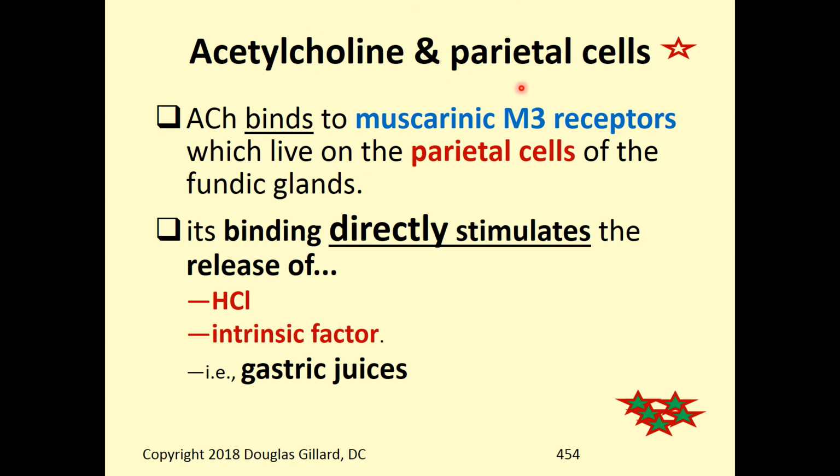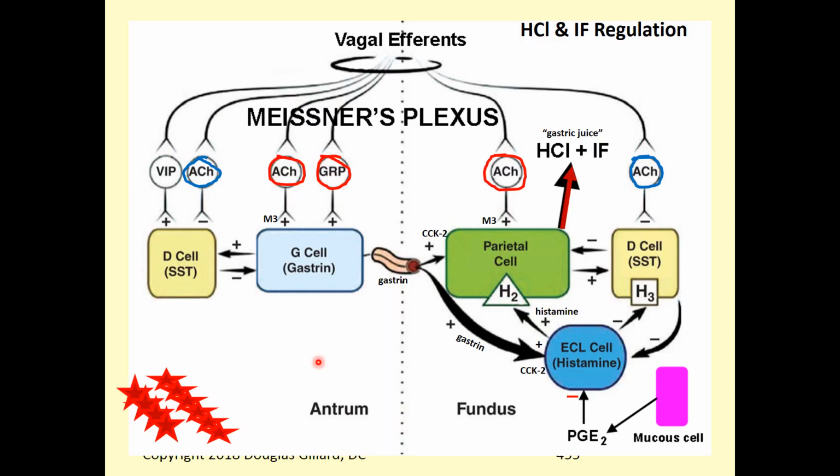Acetylcholine and parietal cells: ACH binds to muscarinic M3 receptors. That's its docking site on parietal cells. The binding directly stimulates the release of gastric juices, hydrochloric acid and intrinsic factor, i.e. the gastric juices. Okay, we've already showed you that, but we can show you it again.